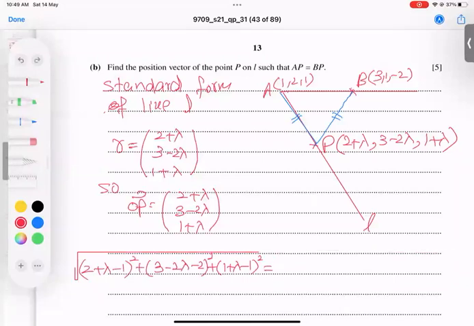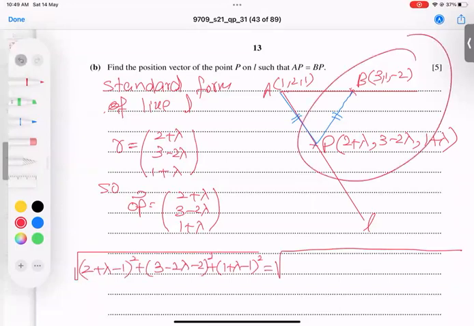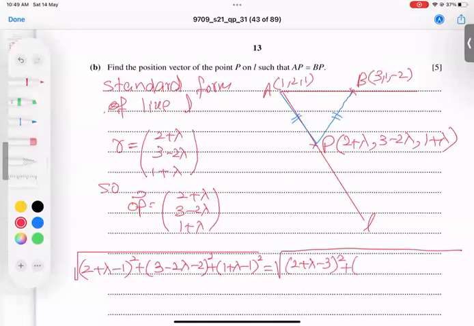So let's go for the second one. I'm applying it on BP now. First I applied AP. Now 2 plus lambda minus 3 whole square, 3 minus 2 lambda minus 1 whole square, then 1 plus lambda plus 2 whole square. Why plus? Because minus into this minus becomes plus.